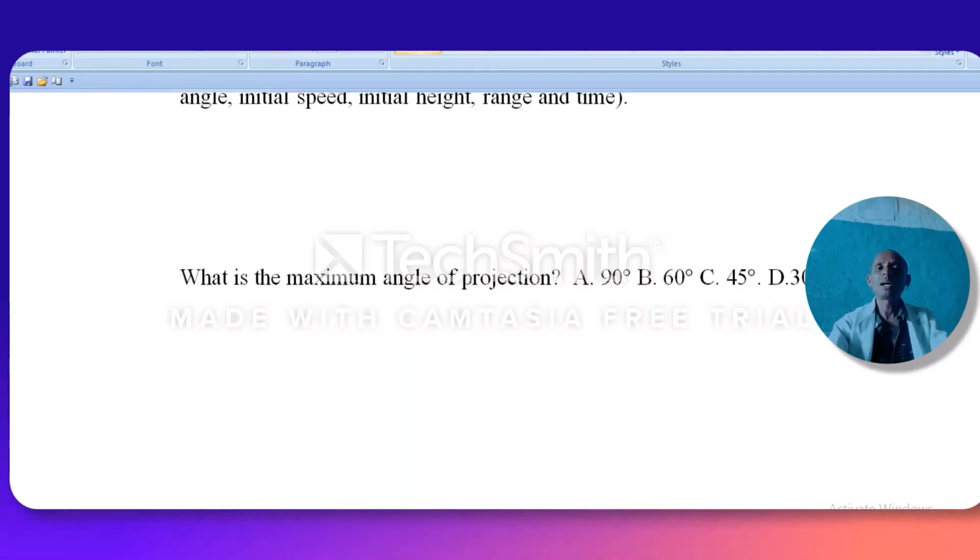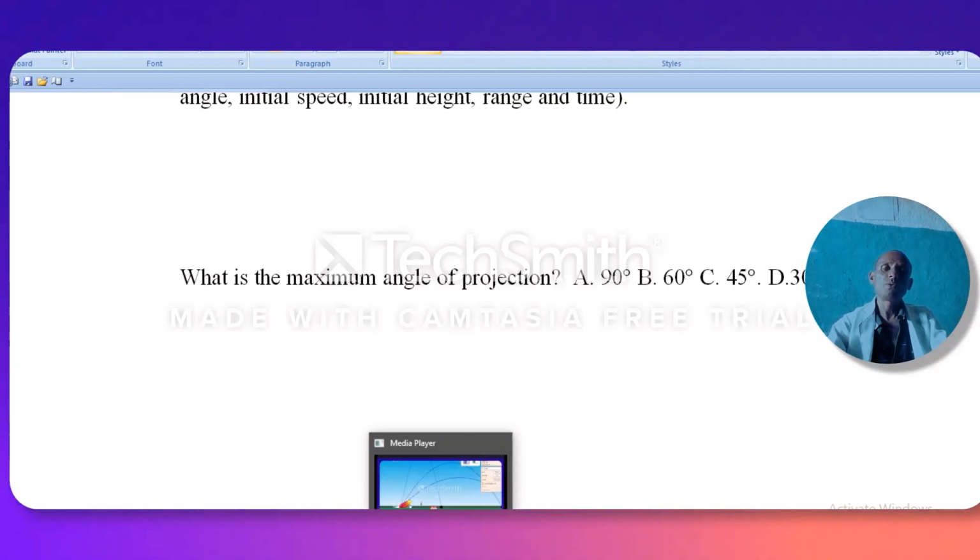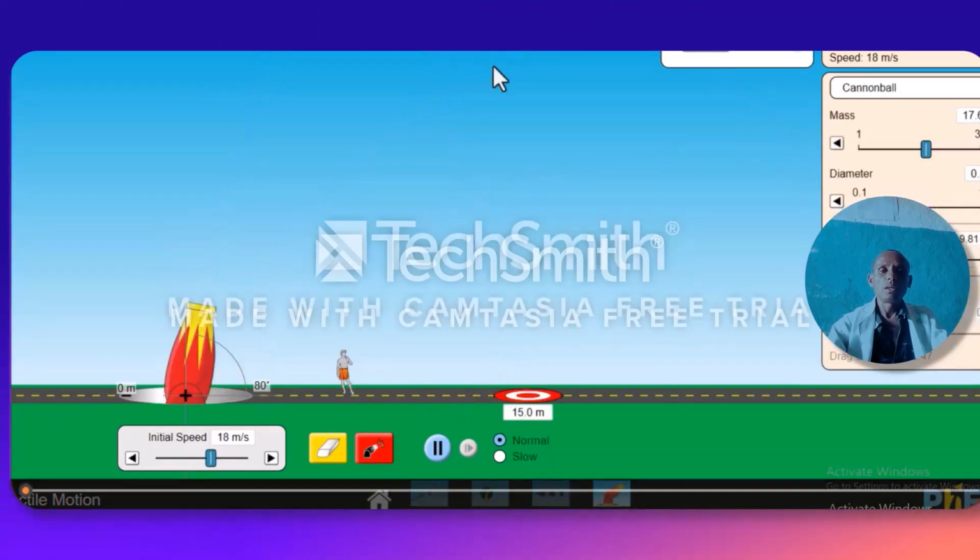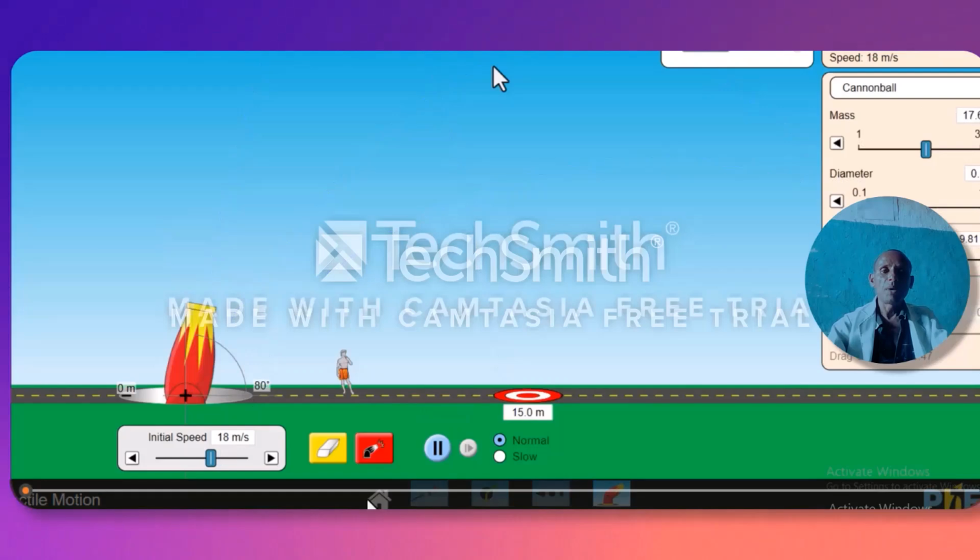Let me ask you one question about this. What is the optimum angle of projection for 90 degrees, 60 degrees, 45 degrees, and 30 degrees? From the above activity, the optimum angle of projection is 45 degrees. At 45 degrees, the distance is the maximum.